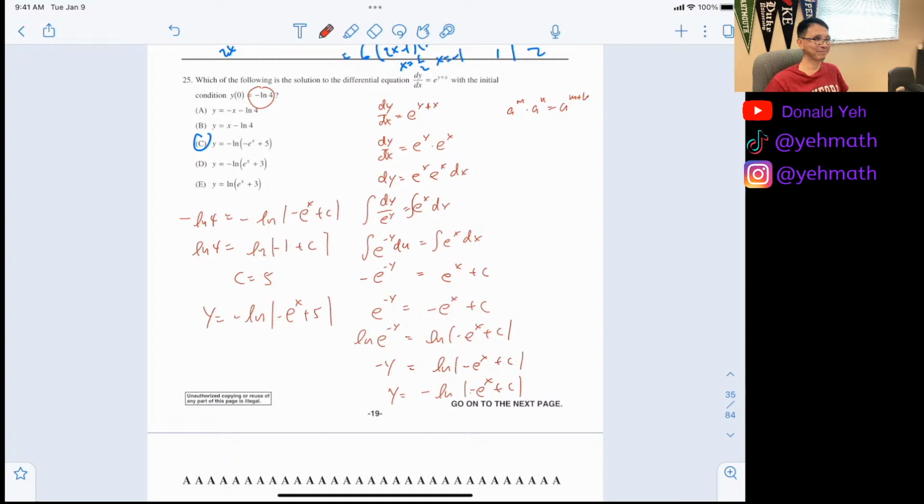26. 26. You understand this one? Because this one's FRQ is 9 points or 6 points. You have to understand this.